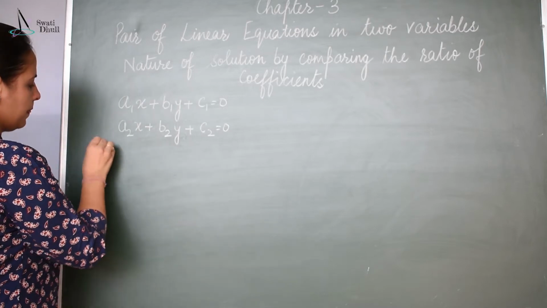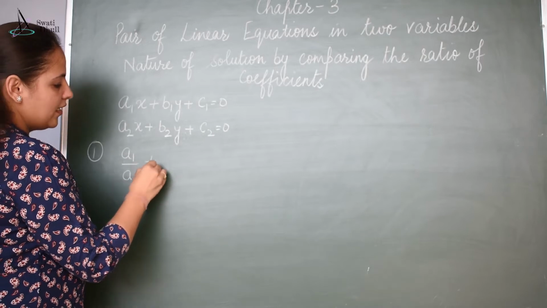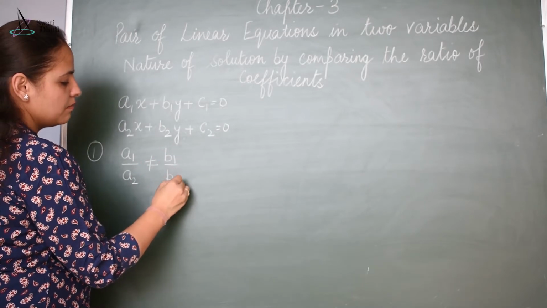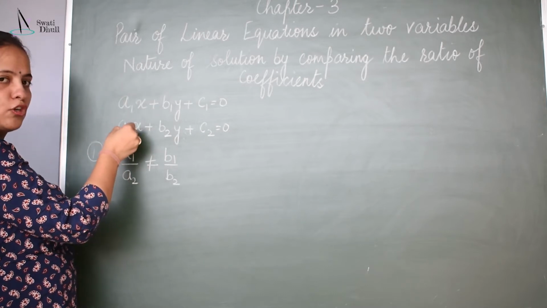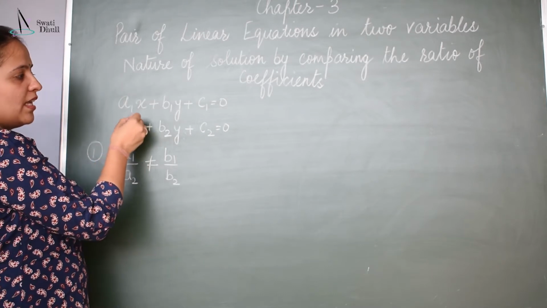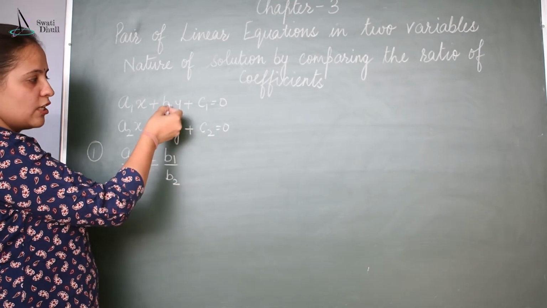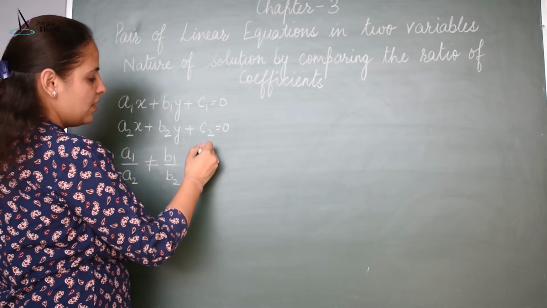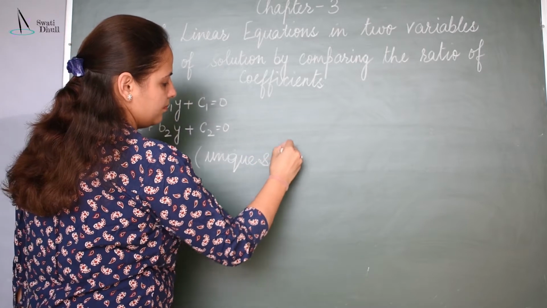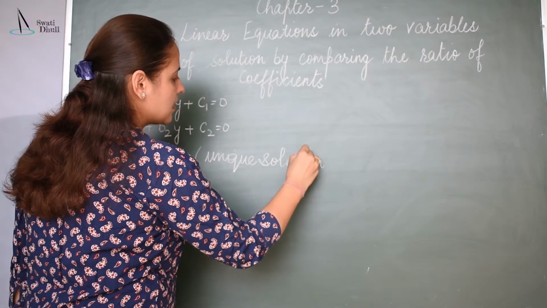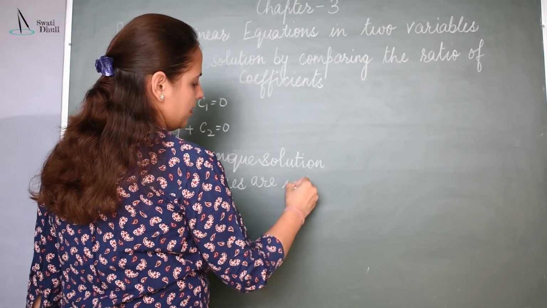First, if you have a1 by a2 not equal to b1 by b2, that means by taking the ratio of the coefficients of variable x, when it is not equal to b1 by b2, the ratio of the coefficients of y, then we have the unique solution. That means your lines are intersecting.